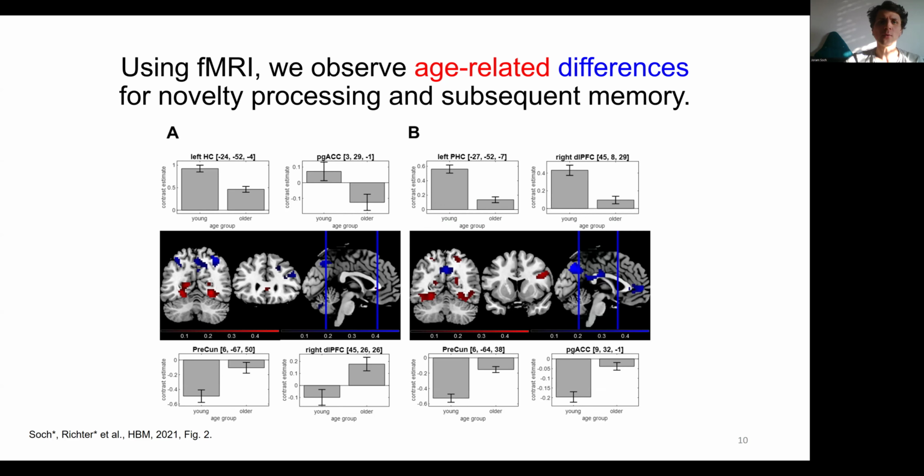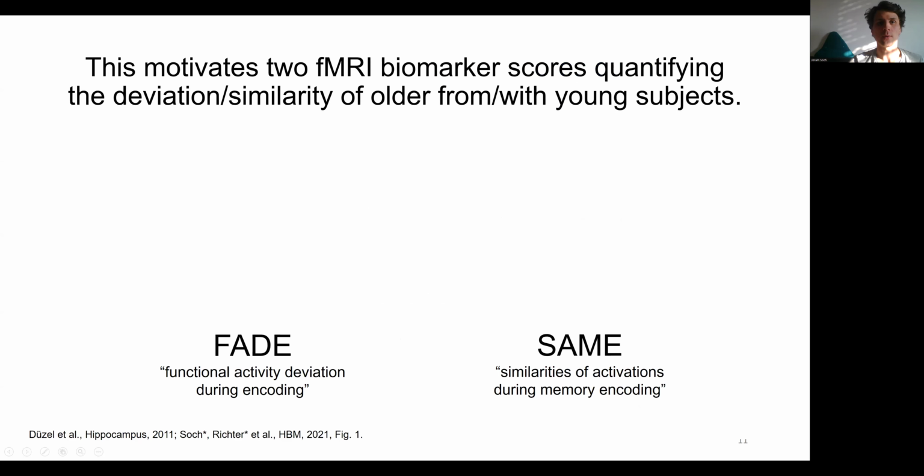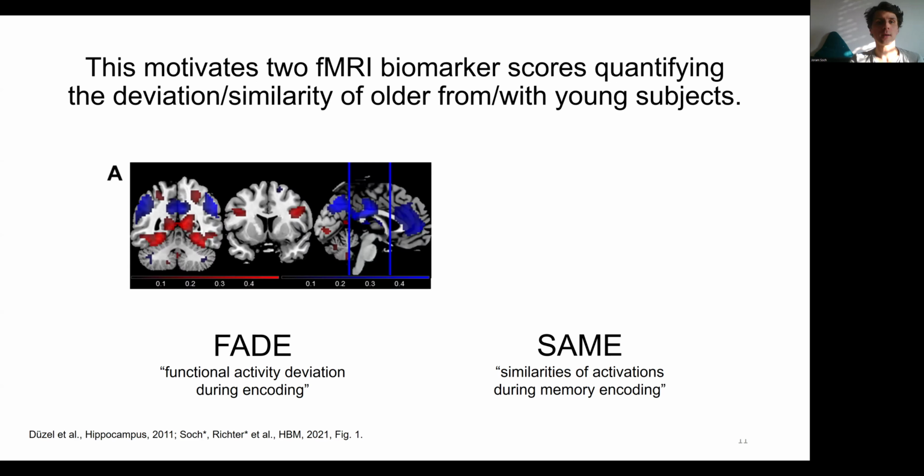The age-related differences on these two contrasts are characterized by reduced activations in medial temporal lobe regions like the hippocampus, and reduced deactivations in default mode regions like the precuneus. This motivated the construction of two fMRI scores, and they are calculated as follows.